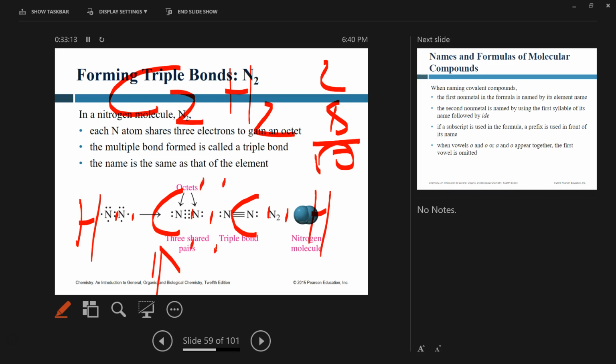That makes sense? So we have 3 bonding pairs between 2 carbons, and a bonding pair between carbon and hydrogen, and a bonding pair between carbon and hydrogen. That's the formula of acetylene. Does that make sense? Excellent.